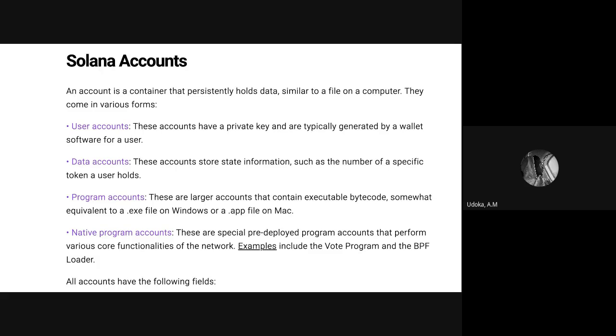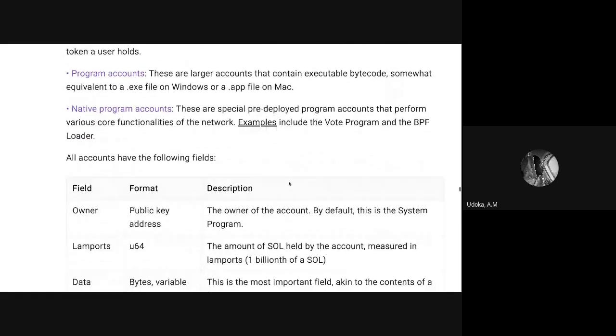All right. So quickly before I go into Rust, the account model is very important that you understand on Solana. So one account is a container that persistently holds data, similar to a file on a computer. Like I said, everything here is an account. So everything you're going to be doing, if you're a developer, after writing a program, you're going to bundle it and it's going to be read and processed as an account. We're going to see a ton of accounts, which we have here.